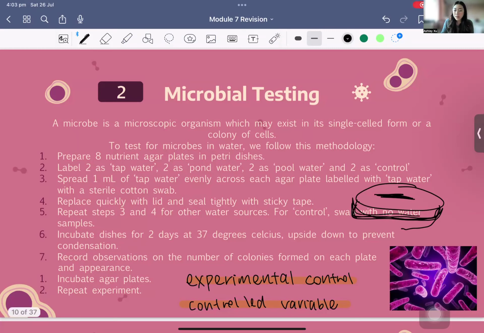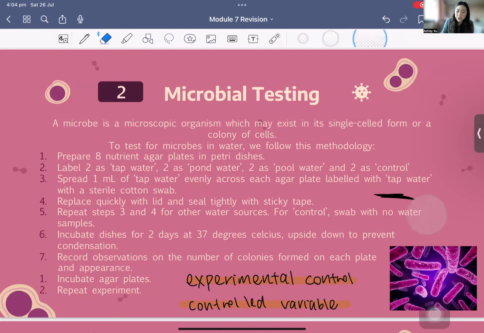So if there is microbial growth, we know that we didn't keep our controlled variables controlled. Maybe we got some pathogen infecting it. Maybe those pathogens were in our air. Maybe we didn't seal it tightly enough. Maybe there was something else going on, and we can say that our experiment was not valid. Okay, so it's very important to know the difference between these two, commonly tested in the HSC.